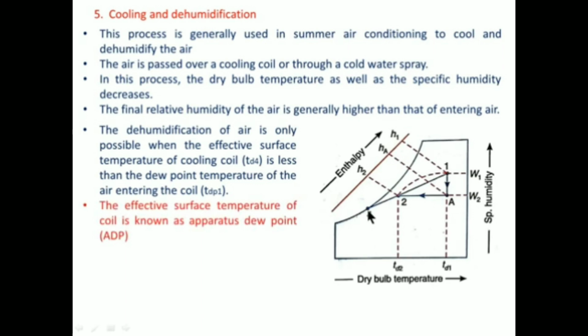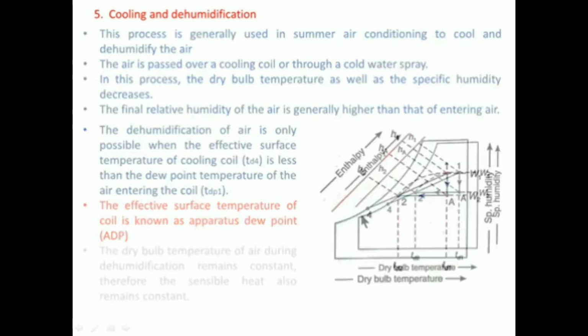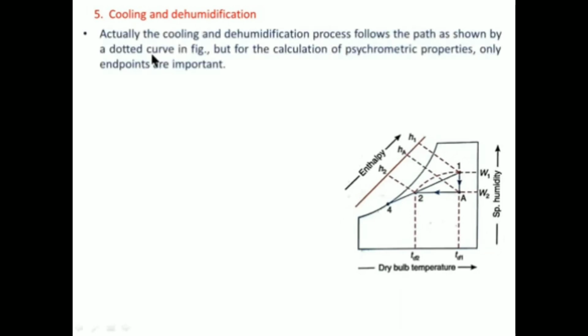The effective surface temperature of the coil is known as apparatus dew point. So in this diagram, the apparatus dew point, which is denoted by ADP, is TD4 temperature at this point. So ADP is the effective surface temperature of the coil. Now in cooling and dehumidification process, we see that the actual process is from point 1 to 2. Actually it is the process which follows the path as shown by a dotted curve in the figure 1 to 2. But for the calculation of psychrometric properties, only endpoints are considered, so only endpoints are important.